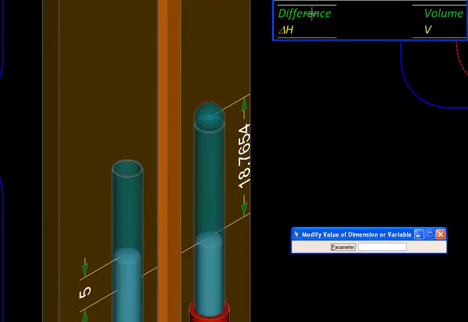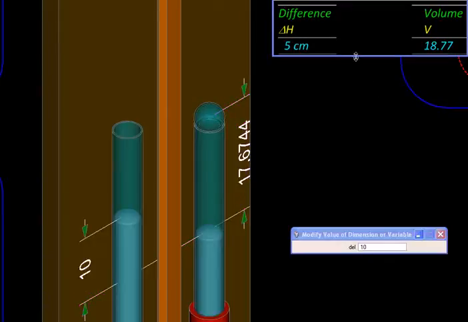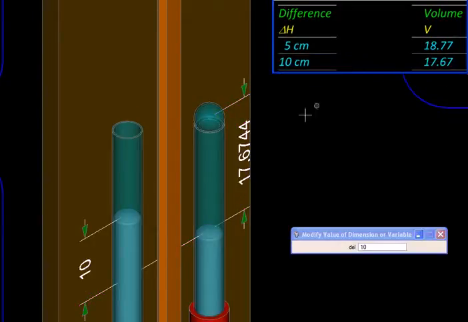So here we'll be recording the difference in mercury column, delta H, and here we'll be recording the volume in terms of the length or height of this air column. So right now we have the values 5 and 18.77. Let's change this to say 10 centimeters now, and we have the second reading 10 and 17.67.